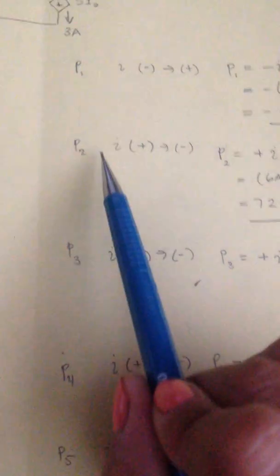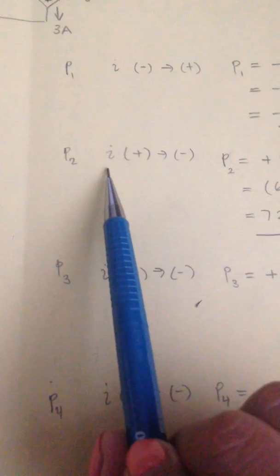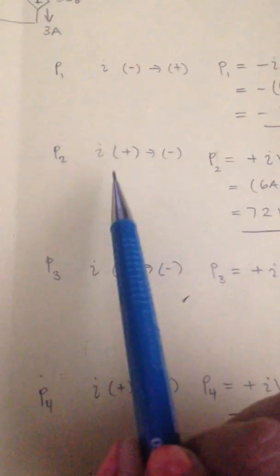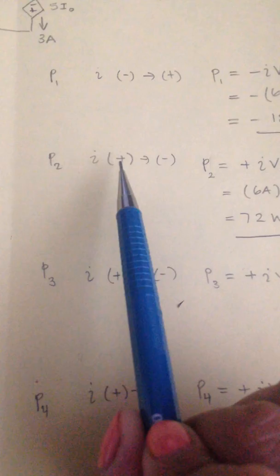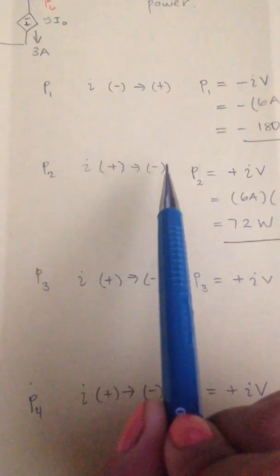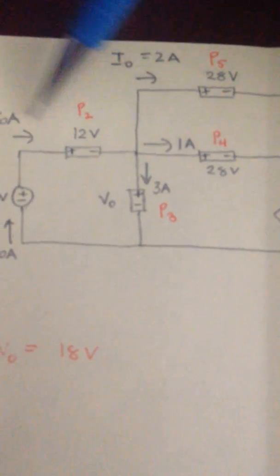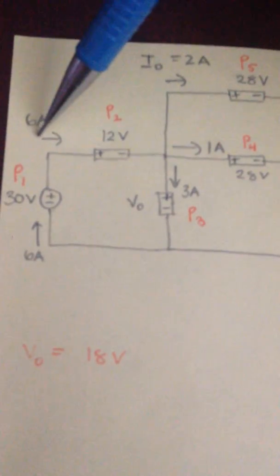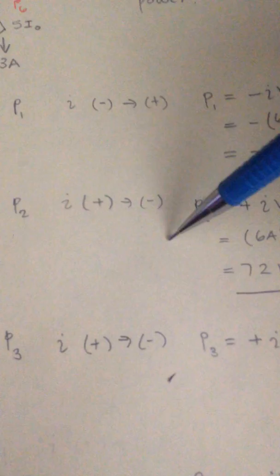Now, for P sub 2, what's going on in the picture is that current is actually traveling in the opposite direction from P sub 1. For P sub 2, the current is traveling from the positive terminal and then going to the negative terminal. So if we look at P sub 2, it's 6 amps first hitting the positive terminal and then the negative terminal. That's what this right here says.